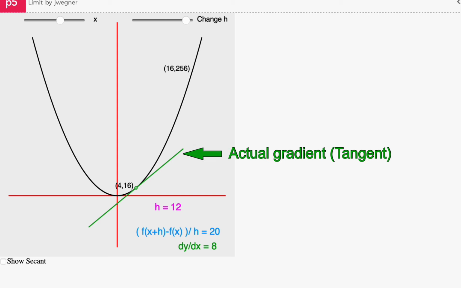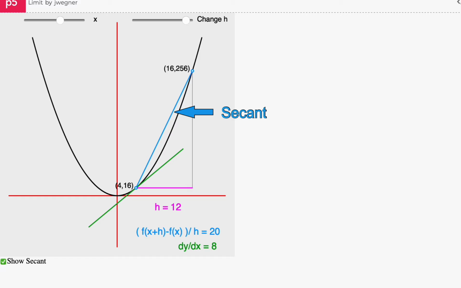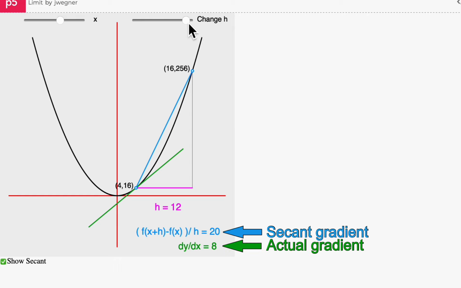This graph for a curve shows the actual tangent we want to calculate the gradient of. It's the green line. Now I have added a secant line which has 2 points. Its gradient is equal to what's shown below. The two lines have different gradients.